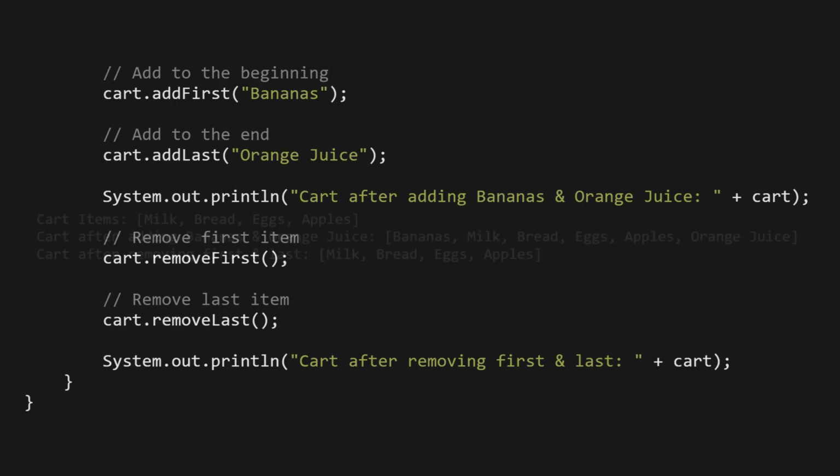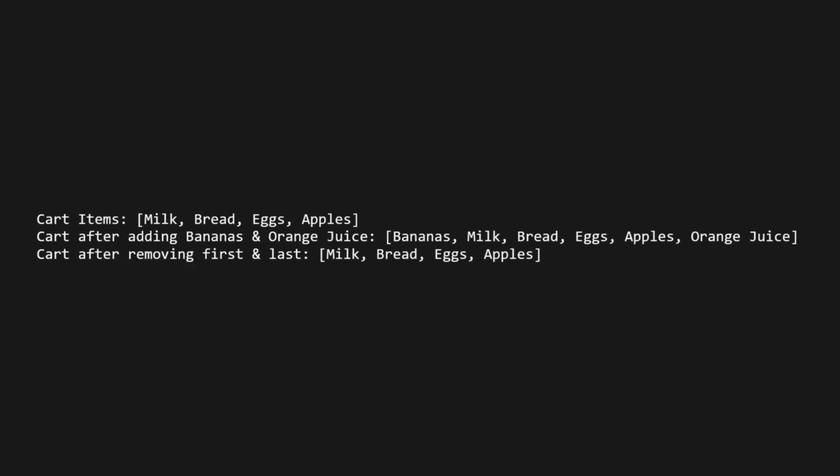And the output will be: Cart items: milk, bread, eggs, apple. Cart after adding bananas and orange juice: bananas, milk, bread, eggs, apple, orange juice. Cart after removing first and last items: milk, bread, eggs, apple.